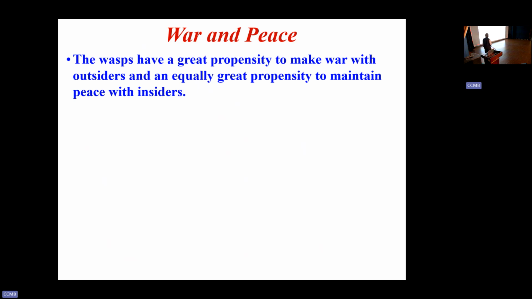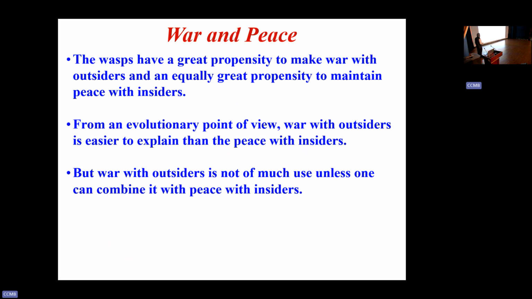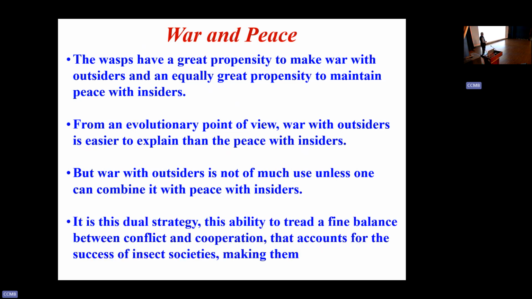The wasps have a great propensity to make war with outsiders and an equally great propensity to maintain peace with insiders. But as an evolutionary biologist, I will tell you that from an evolutionary point of view, war with outsiders is easier to explain than peace with insiders. But war with outsiders is not of much use unless one can combine it with peace inside. And it is this dual strategy, this ability to tread a fine balance between conflict and cooperation that I think accounts for the success of insect societies in general, and that is why we call them superorganisms.